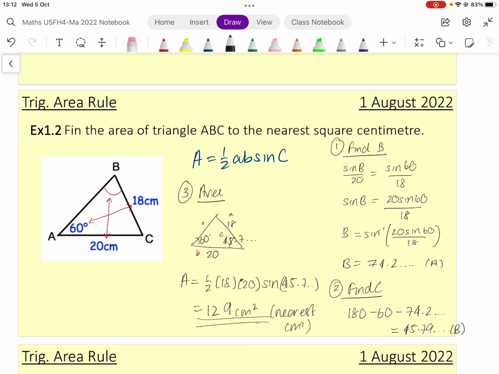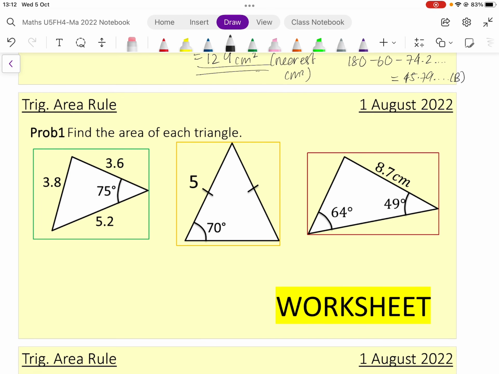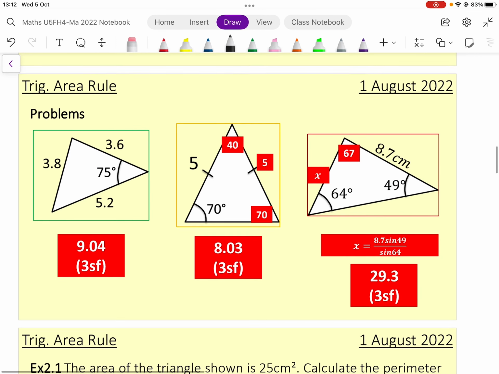So that's the first two examples, and on the worksheet you have these three questions to complete. So hop over there and complete them, and then come back to the video for the answers. Okay, so just to quickly mark your work then, we have the answers here to 3SF for each.